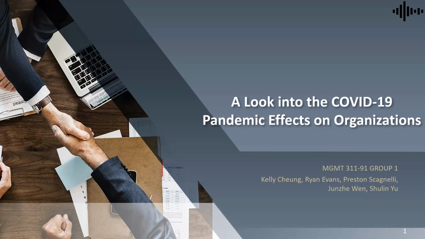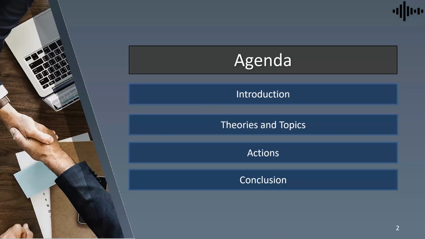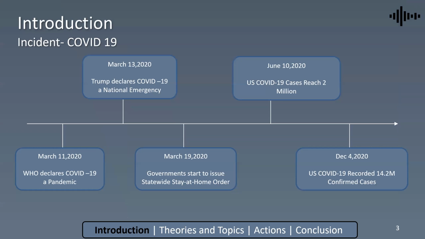Our topic is on the COVID-19 pandemic effects on organizations. Today we will be going over COVID-19's impact on organizations, as well as the theories that apply to this event and actions from an OB perspective that an organization can take to improve in the future. The incident our group decided to examine is the COVID-19 pandemic due to its all-around disruptive effects.